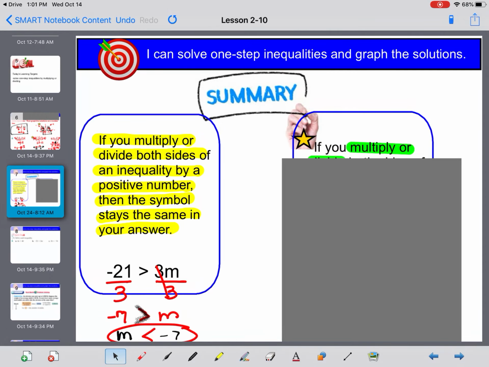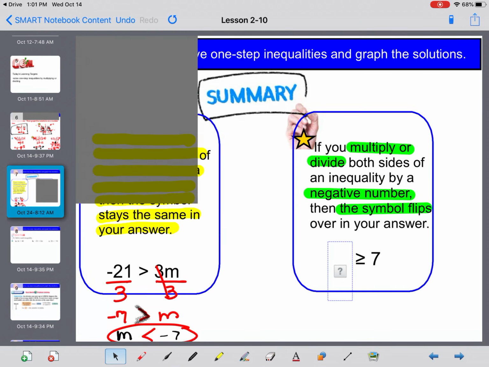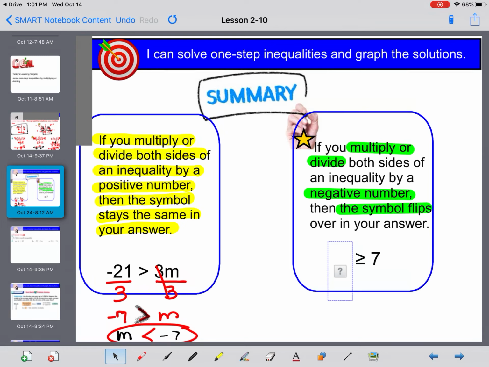Okay? On the other hand, if you multiply or divide both sides of an inequality by a negative number, then the symbol flips over the inequality sign. Okay, I don't know if this one is in your notes or not. Let me take a quick second to look.